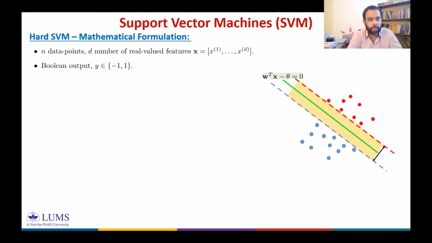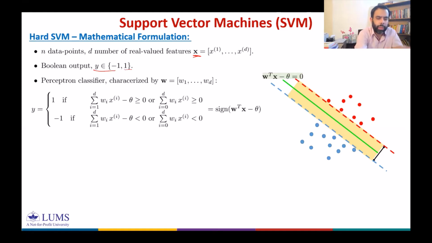We again assume that we have n data points, and for each data point, the input has d features, x1, x2, and xd, that are contained in this vector x. For each data point, output can be -1 or 1. We have a binary classification problem. If you recall, we defined a perceptron classifier that is again a hyperplane separating the classes, and that's how we defined the perceptron classifier.